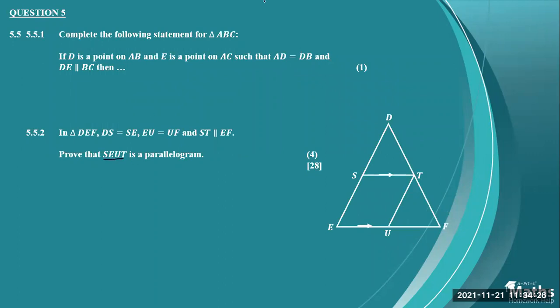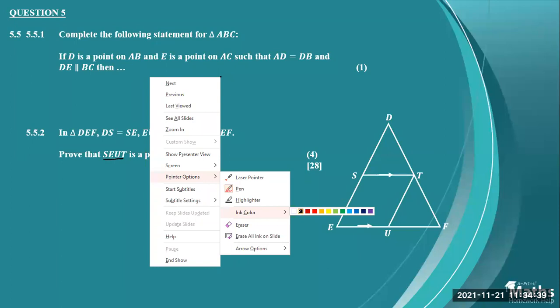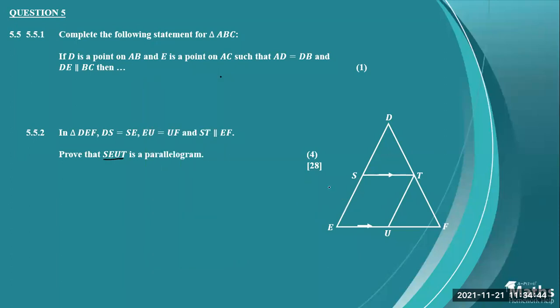This is a very old question, very popular question. They say here that we must prove that SEUT is a parallelogram. And you know now that you will make use of midpoint theorem because the question here was based on midpoint theorems. So now you know you'll have to work with it. So let's quickly finish off. In triangle DEF, let's first see what did they give us. They say DS is equal to SE. They also say that EU is equal to UF. So this one is equal to that one. And they say ST is parallel, so this one is parallel to EF.